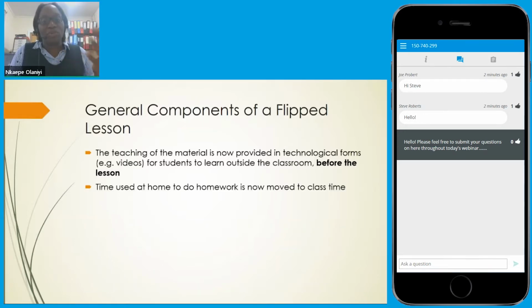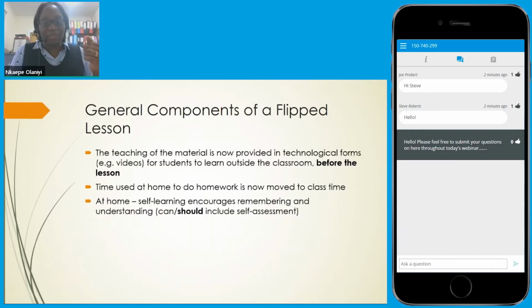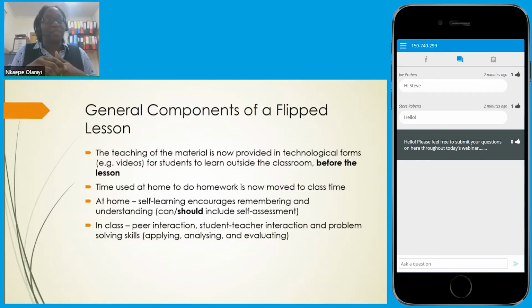So the time that was used to do homework is now moved into the class. At home, self-learning encourages remembering and understanding the lower echelons of Bloom's taxonomy, and that should include self-assessment for them to actually see that they've learned something. And in class, this is where the Q&A, debating, and interacting with your peers should come in.